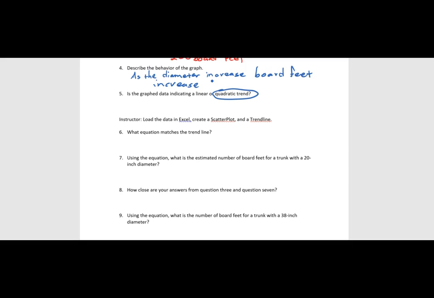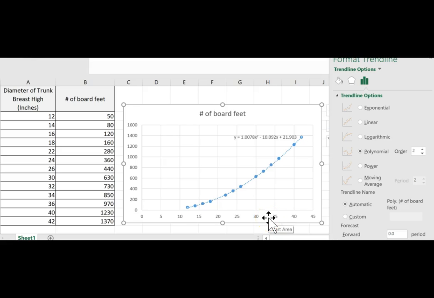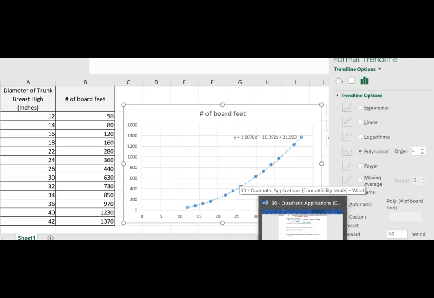While you were plotting the data, I went ahead and loaded the data into Excel, and I created a scatter plot with the data. And then I asked it to create a trend line, which is a new feature in Excel, and it's really nice. So we can see our points are connected. Our trend line equation is y equals almost 1x squared minus about 10x plus 22. So that would be a quadratic that you're familiar with.